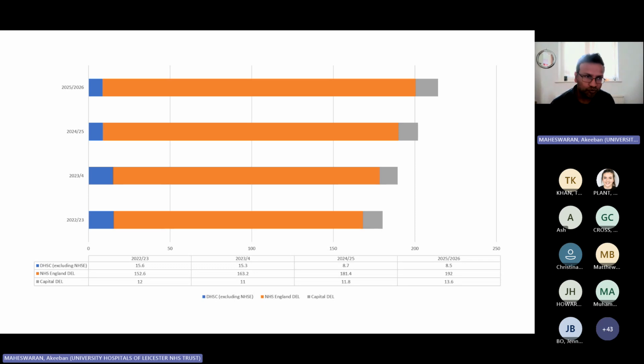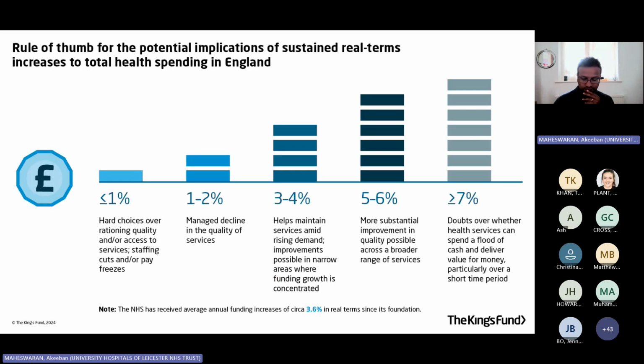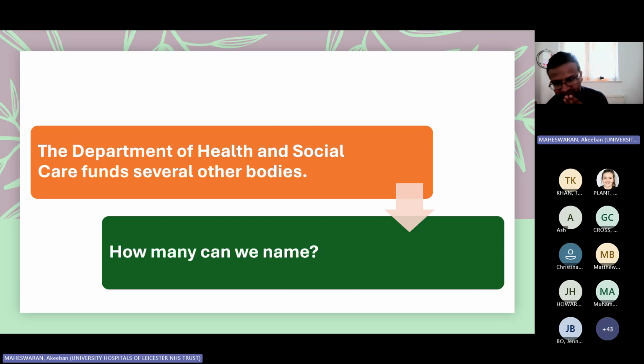Now, you might have heard the news that they're going to be abolishing NHS England. A lot of the work that NHS England is doing is going to go into the Department of Health and Social Care, and some of the work is then going to be delegated back down to the ICBs, of which there are going to be fewer. But I'll come on to that in a second. There are other organisations that are funded directly by the Department of Health and Social Care. So how many can we name?